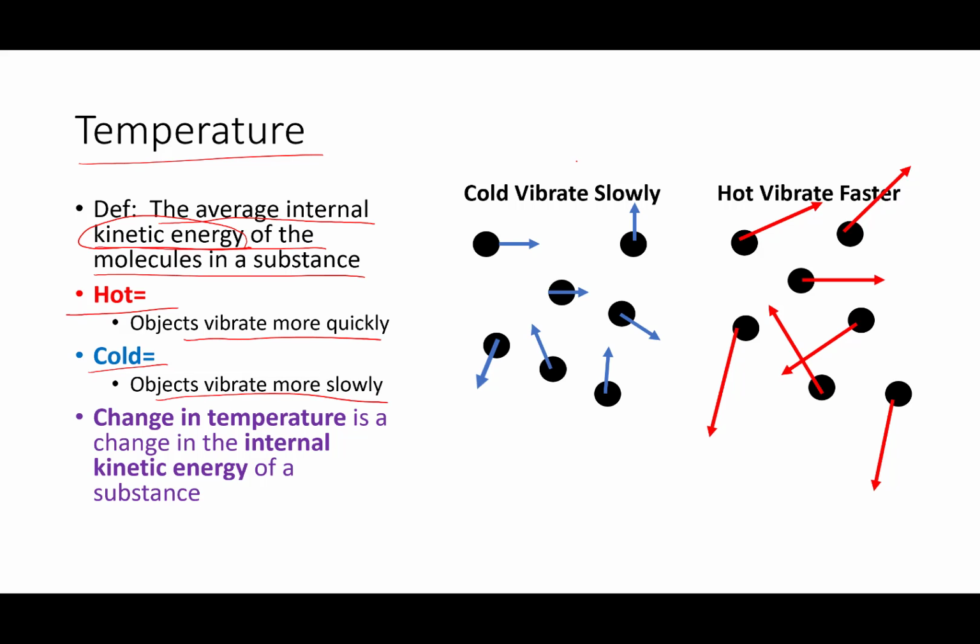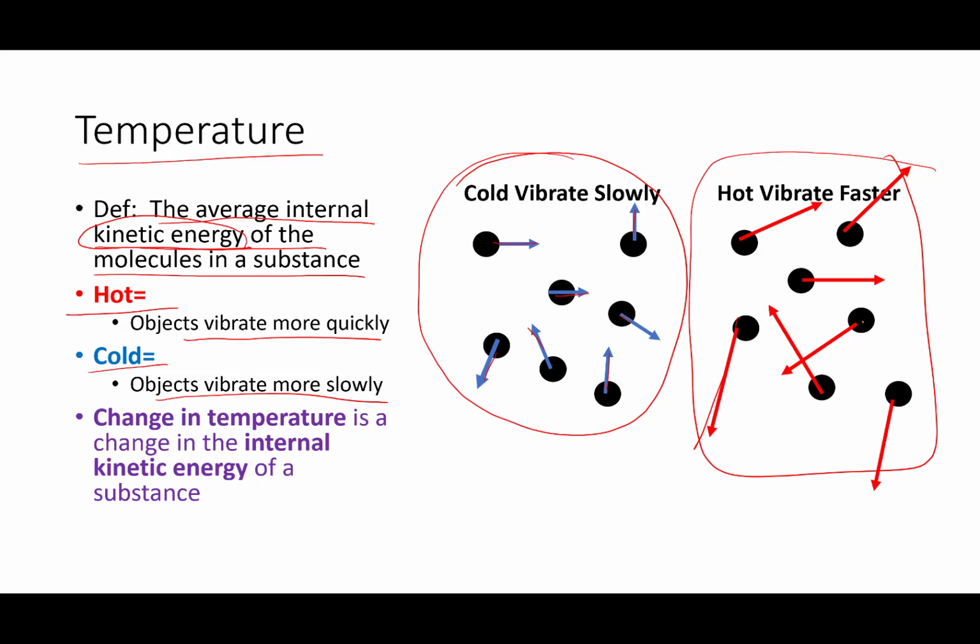So if you have a cold glass of water, overall, the molecules inside of it don't have an awful lot of speed. They're kind of zipping around slowly. But if you have a hot object, the molecules inside of it are zipping around with an awful lot more speed. They are going faster. They have a lot of kinetic energy in something hot and a little bit of kinetic energy in something cold. A change in temperature is a change in the internal kinetic energy of the molecules of a substance.